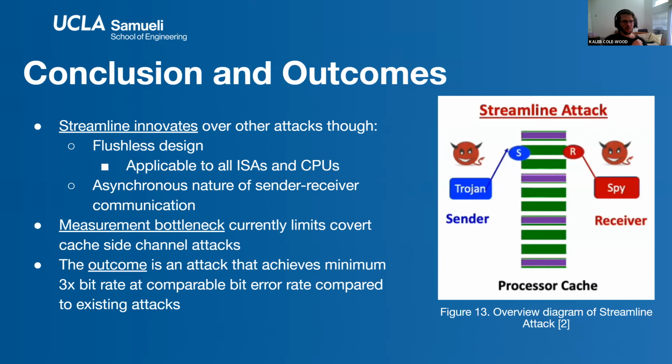And so the overall takeaways are that Streamline is innovative since it doesn't require the use of the flush command, and thus is applicable to all ISAs and CPUs, whereas current state-of-the-art methods only work on x86 architecture. They also discovered this bottleneck that we just covered with the load latency gadget that may inspire future work. And then finally, the outcome of the attack is that we achieve a minimum of 3 times the existing bit rates for covert channels.